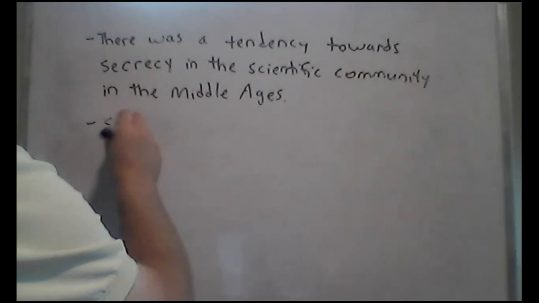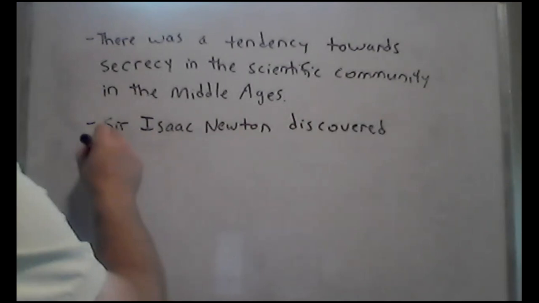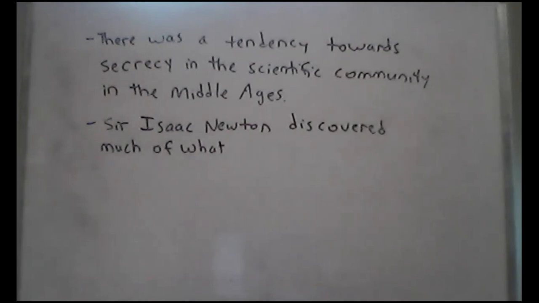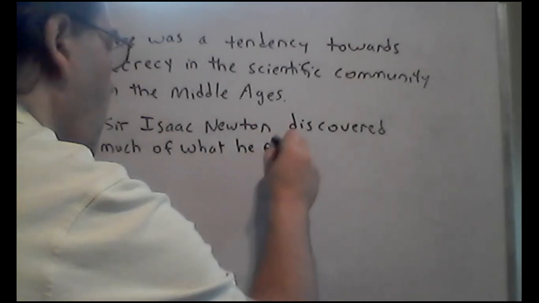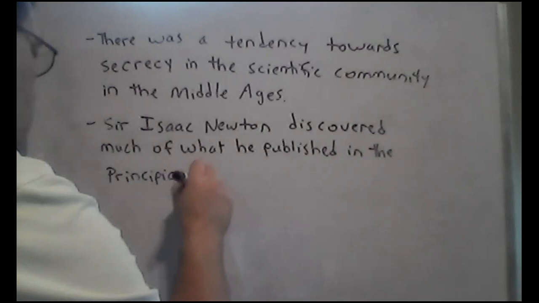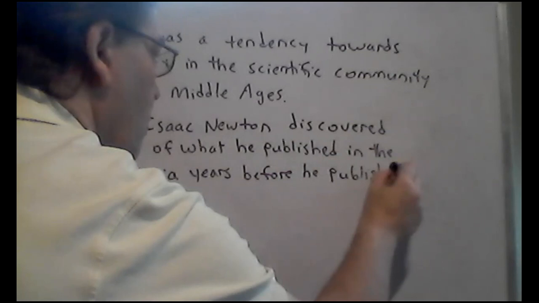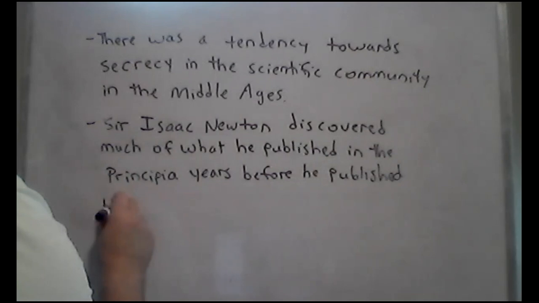Sir Isaac Newton discovered much of what he published in the Great Principia years before he published. He basically made these discoveries for himself.